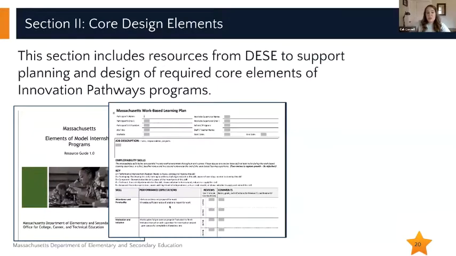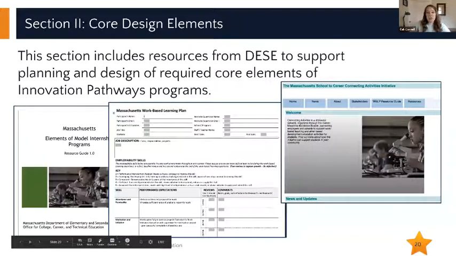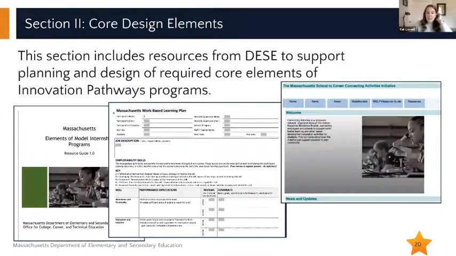In this section, you'll also find the Massachusetts Work-Based Learning template and supporting materials that go along with that plan and template. We also have information about the Massachusetts School to Career Connecting Activities Initiative. For those who might not be familiar, Connecting Activities is a statewide network organized through the 16 MassHire workforce boards, connecting employers and schools to support work-based learning and other career development education activities for students. The initiative shares resources with the Massachusetts High Quality College and Career Pathways Initiative, and also provides resources that are applicable to Innovation Pathways designees.